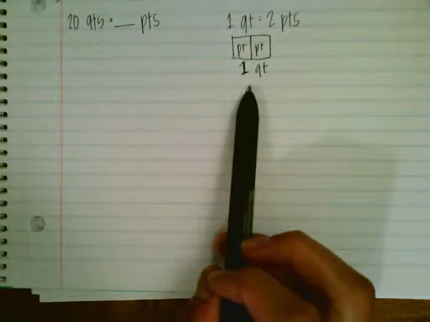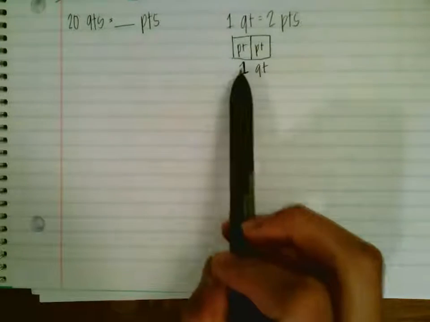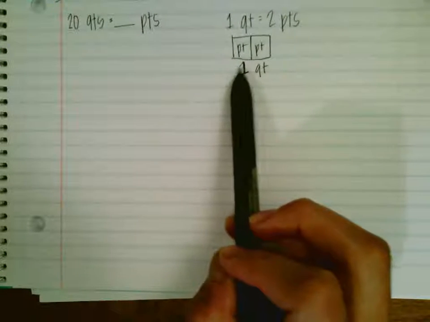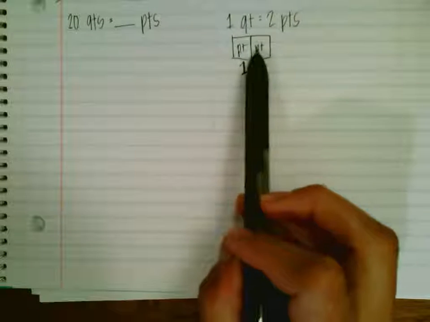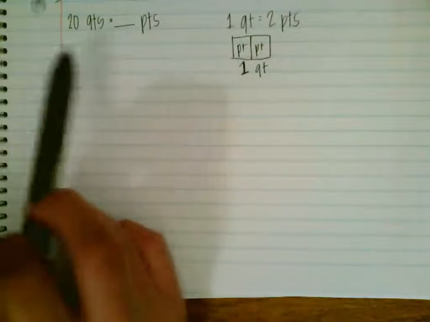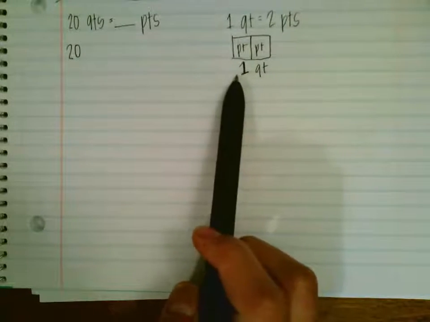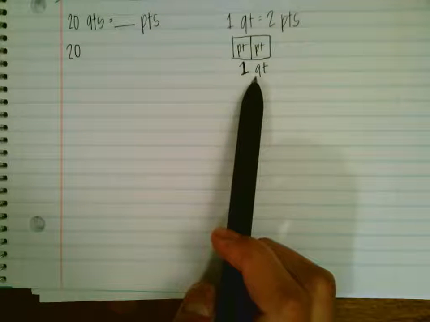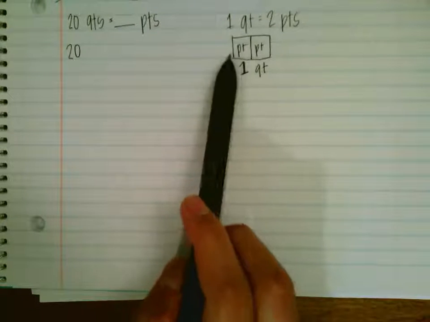So maybe this picture can break it down a little bit better. So I have 1 quart. This whole thing's 1 quart, or I have 2 pints. If I look over here, I know I have 20 quarts, so I have 20 of these, but I'm changing it to pints, which is smaller.